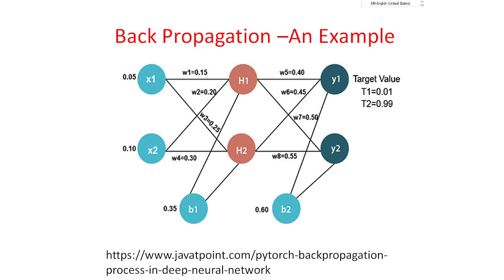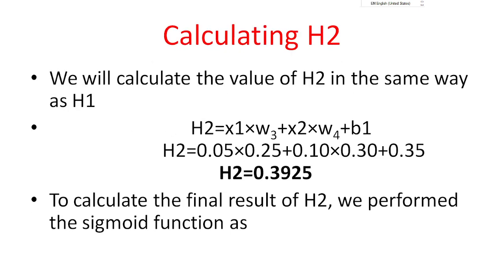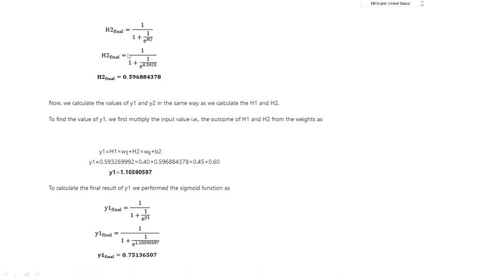How do you find s2? 0.05 multiplied by 0.25, and the other one, 0.10 multiplied by 0.35, plus 0.35. This is how you compute the pre-activations for h1 and h2. Then you apply the activation formula, which is the sigmoid function, 1 by 1 plus e power minus s2. Similarly for h1, you compute 1 by 1 plus e power minus h1.